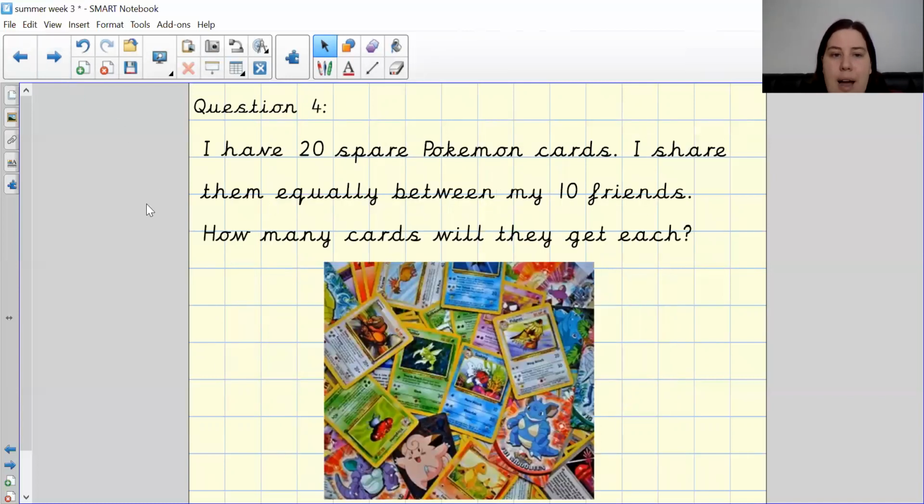Question number 4. I have 20 spare Pokemon cards. I share them equally between my 10 friends. How many cards will they each get?